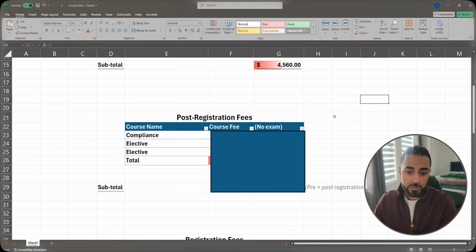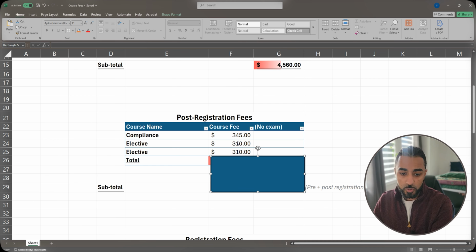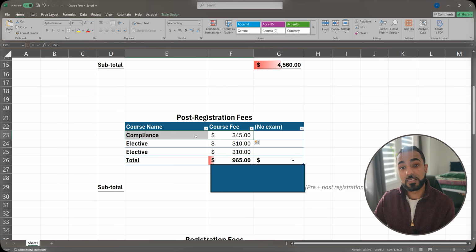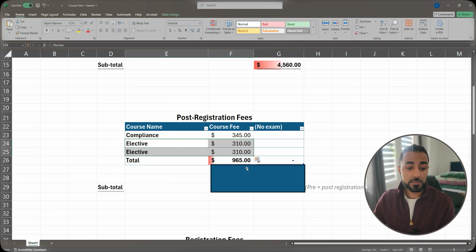So if we go towards the course fees for all of these, you can see they pretty much amount to about $965, right? So our compliance course is about $345, our 2 electives are about $310. So these are all mandatory, so you have to do these.